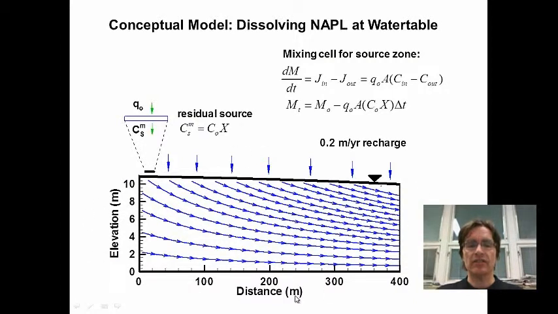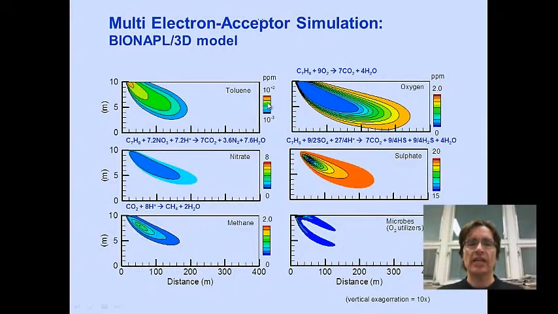So in this context of a flow system at steady state, here's an example of toluene evolution in the context of degrading with 3 electron acceptors: oxygen, nitrate, and sulfate. So here we have a toluene plume coming off our dissolving NAPL source zone. Here the concentrations are in parts per million. This is vertically exaggerated by a factor of 10, by the way.